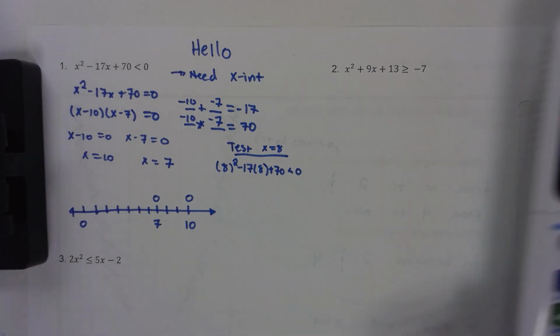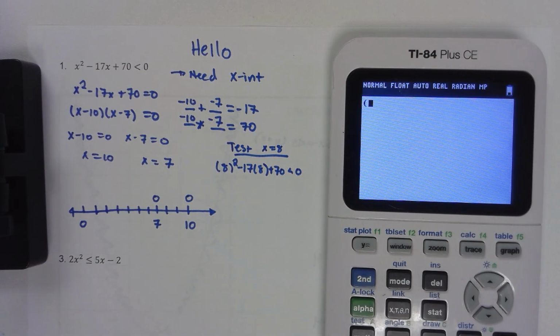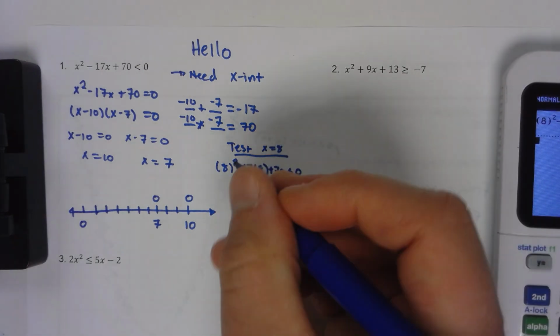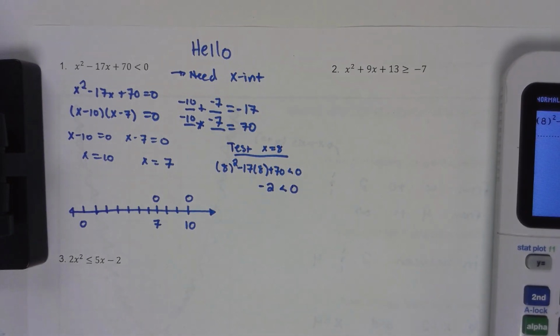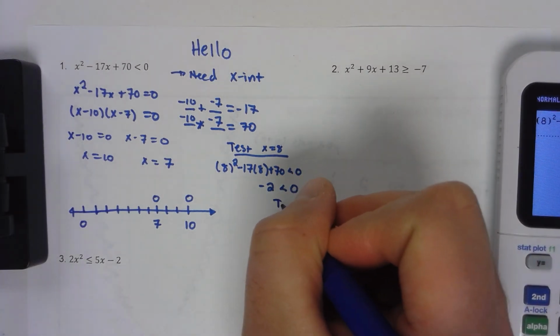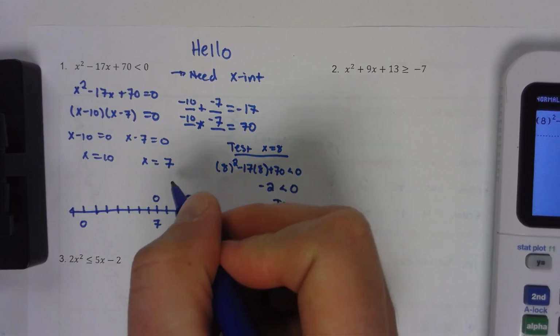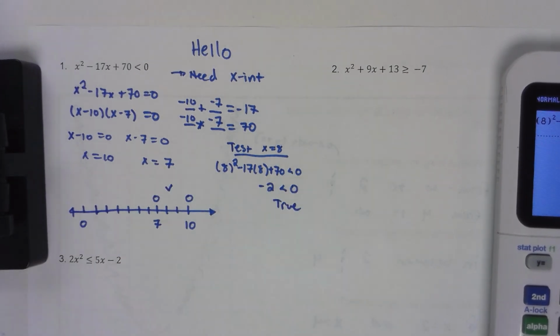Well, I'm just going to type this all into the calculator. 8 squared minus 17 times 8 plus 70 gets me to negative 2. So negative 2 is less than 0. Is that true or false? Negative 2 being less than 0, that's true. And so what this tells us is the numbers in between these two x-intercepts make this inequality true.